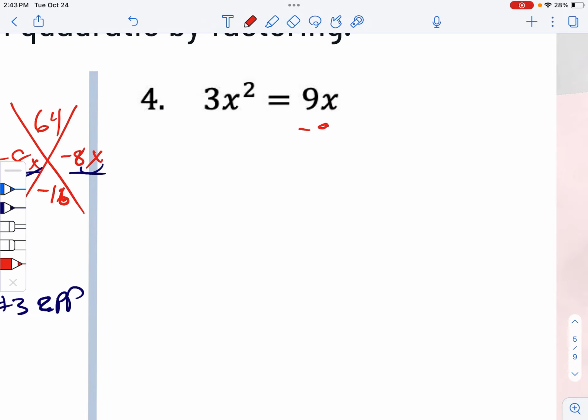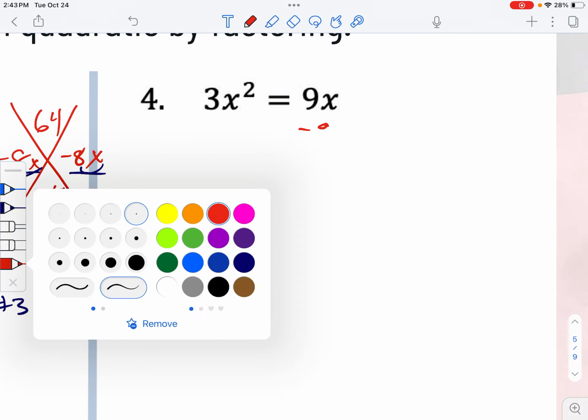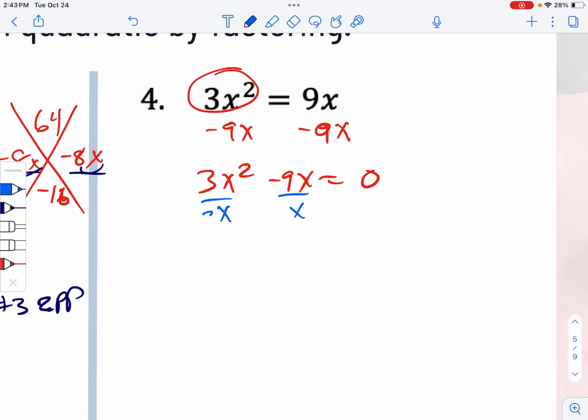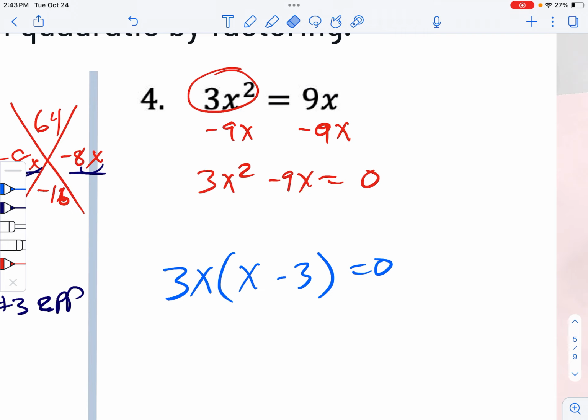So I got to get everything equal to 0. Okay, hold on here. So I'm going to subtract 9x from both sides because I want to keep my x squared term positive. 3x squared minus 9x equals 0. Greatest common factor here. It looks like both of these I can take an x out and a 3. So 3x is my greatest common factor, so that goes on the outside. Here the 3's cancel out. X squared over x is just x. Here the x's cancel out. Negative 9 divided by 3 is negative 3. So there it is. It's factored.